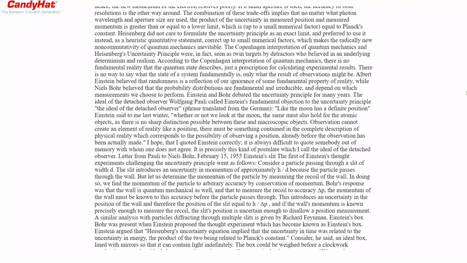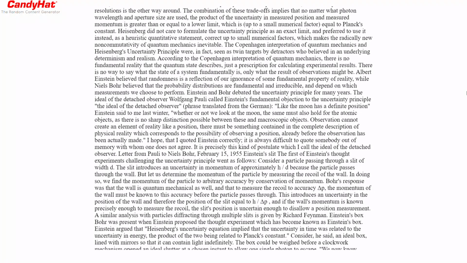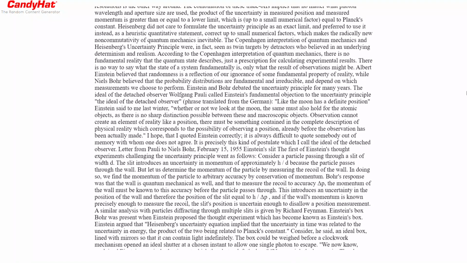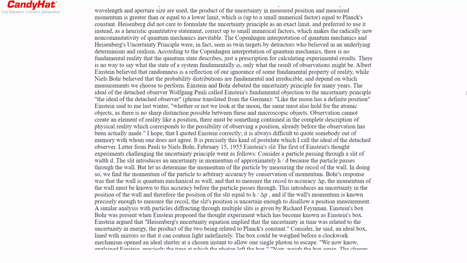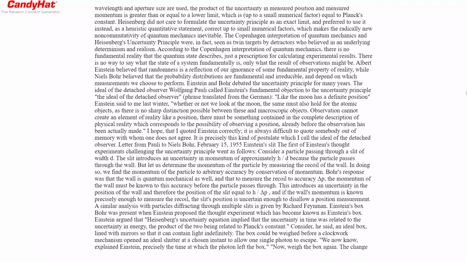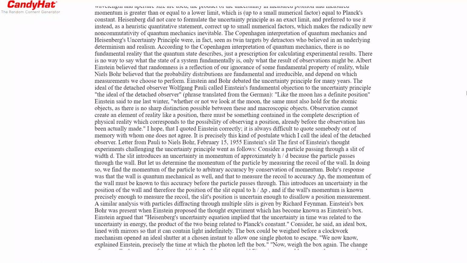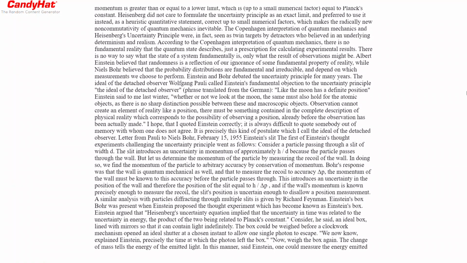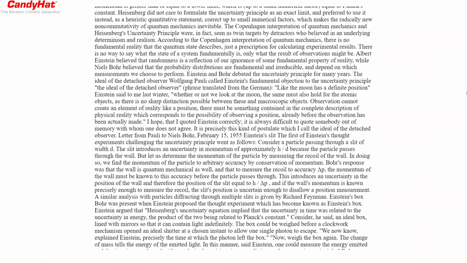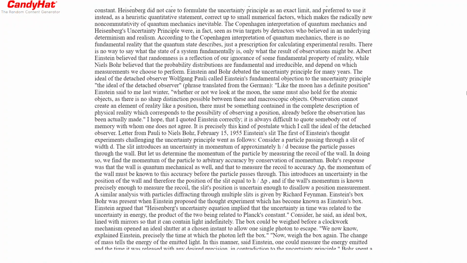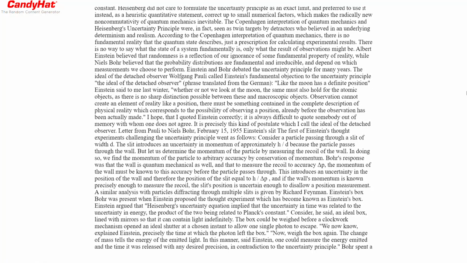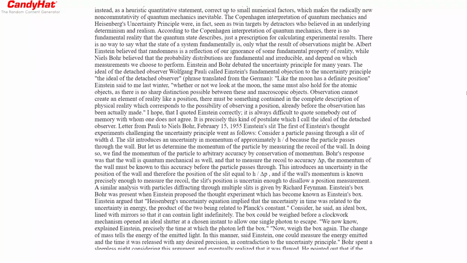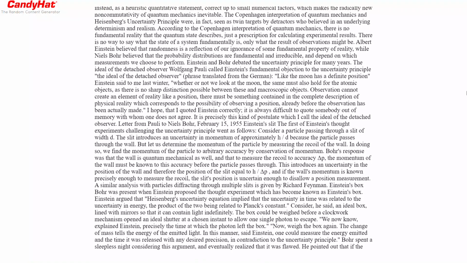Bohr's response was that the wall is quantum mechanical as well, and that to measure the recoil to accuracy delta p, the momentum of the wall must be known to this accuracy before the particle passes through. This introduces an uncertainty in the position of the wall and therefore the position of the slit equal to h/delta p, and if the wall's momentum is known precisely enough to measure the recoil, the slit's position is uncertain enough to disallow a position measurement. A similar analysis with particles diffracting through multiple slits is given by Richard Feynman.